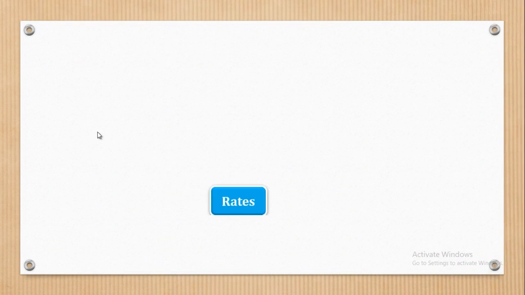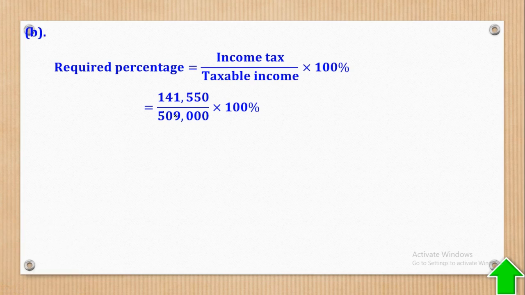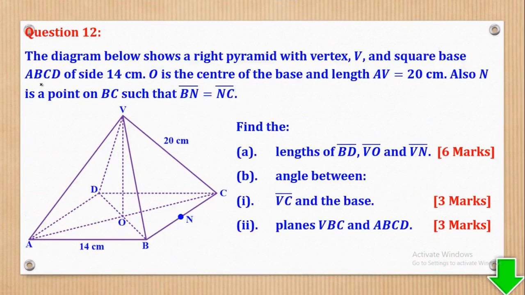So now we shall go to part B. So part B, the required percentage will be income tax over taxable income multiplied by 100. So income tax was shillings 141,550 and taxable income was 509,000 multiplied by 100. So we'll come up with 27.81%. So in O-level math we use 2 decimal places, so that will be your answer. So M1 will be for substitution and A1 for output. So that has been question 11.